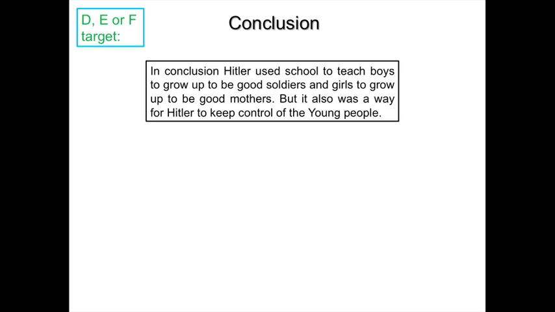This conclusion says, in conclusion, Hitler used schools to teach boys to grow up to be good soldiers and girls to grow up to be good mothers, but it also was a way for Hitler to keep control of the young people.